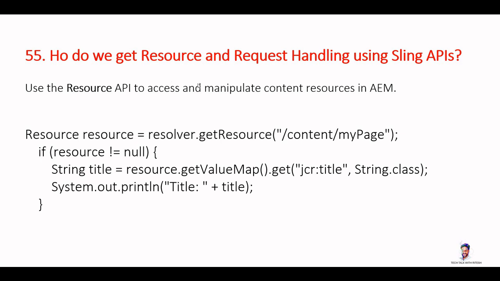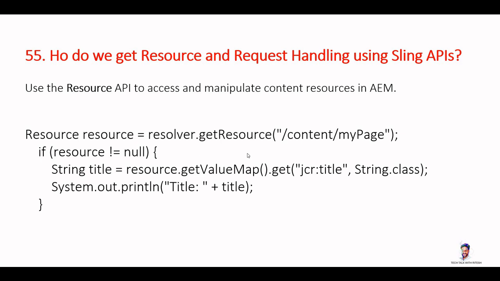Okay, next question is how do we get a resource and handle requests using Sling APIs. So now we have the resource resolver. How can we get the resource? We have the resource API. Again, these are all Sling APIs. So resource is equal to the resolver we already received, resolver dot get resource, and we pass the path of the content, right? And this is how we get the resource.